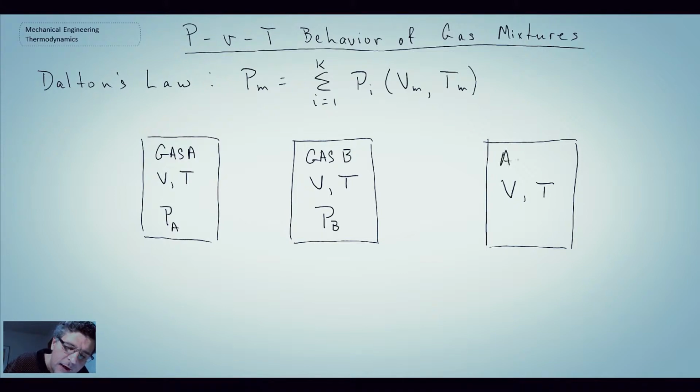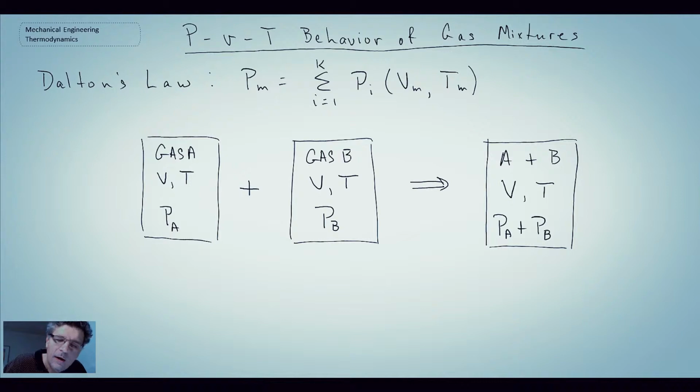if we were to combine these two gases together and put them into the third container, so we're taking these two containers, mixing the gases together, but keeping them in the same volume and temperature, what we would find is the pressure of the combined gases is going to be PA plus PB. So that is Dalton's law illustrated, and it's also written in terms of the summation above.